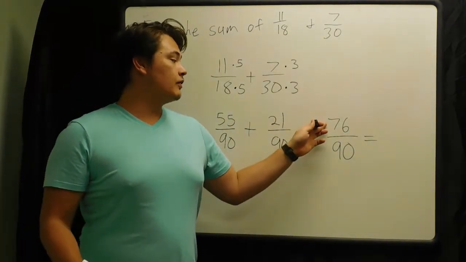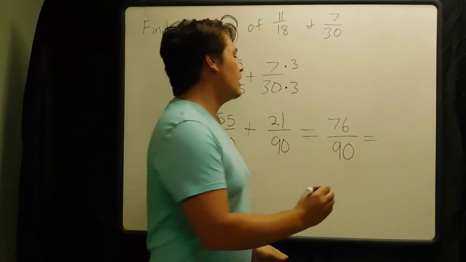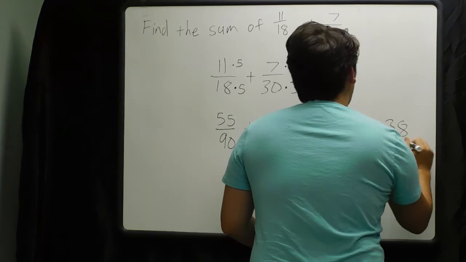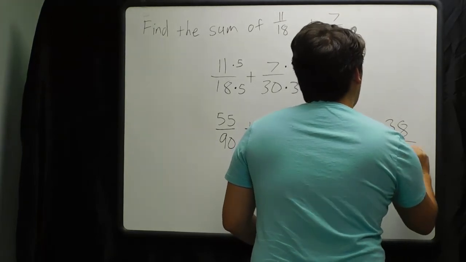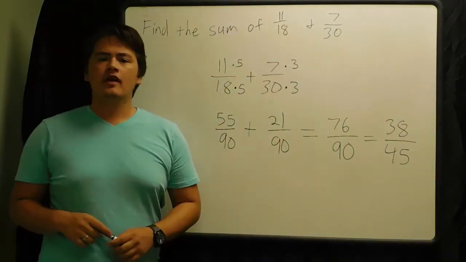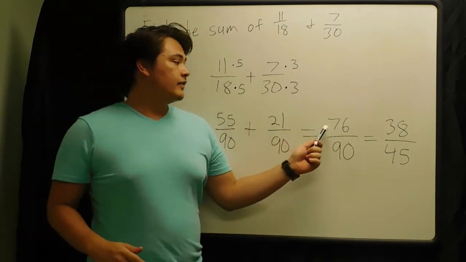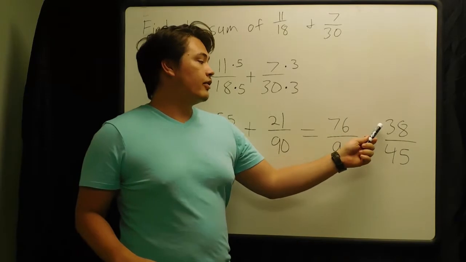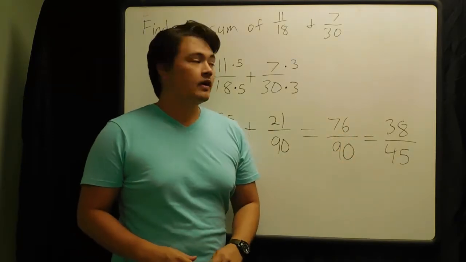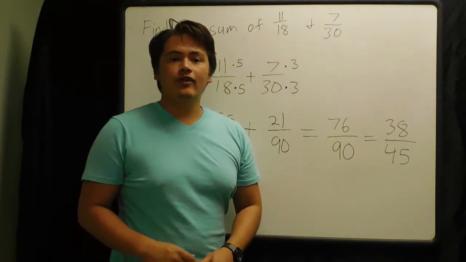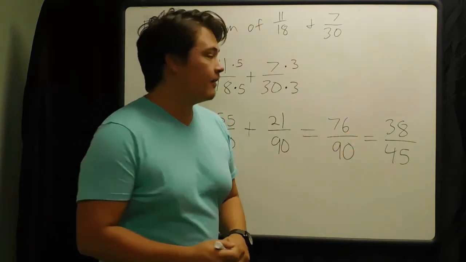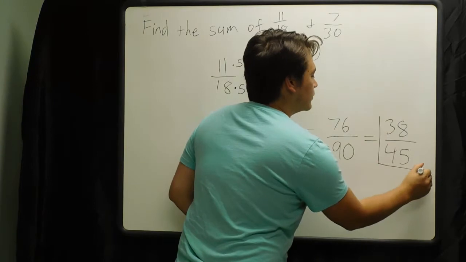So 2 going into 76 and 2 going into 90 is going to give me 38 over 45. So I divided 76 and 90 by 2, which gave me 38 over 45. Now 38 over 45 can't be simplified any further, so 38 over 45 is my final answer.